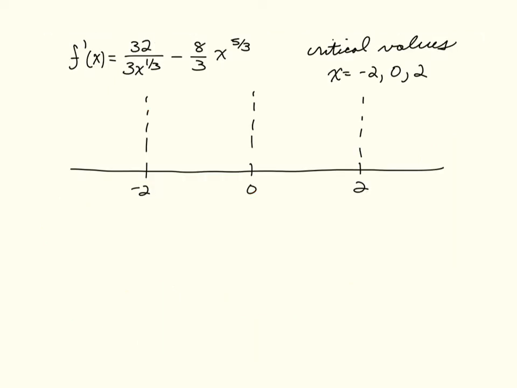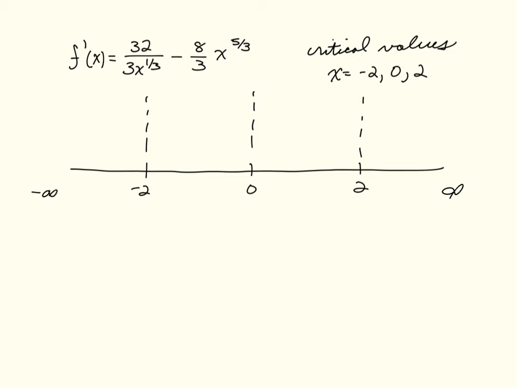In order to find where the original function is increasing or decreasing, I needed these critical values, so I plotted them on my number line. And these critical values are going to divvy up the number line into different intervals. So we will have an interval that goes from negative infinity all the way over to negative 2. We will have another interval going from negative 2 to 0, another one from 0 to 2, and another one from 2 all the way over to infinity.